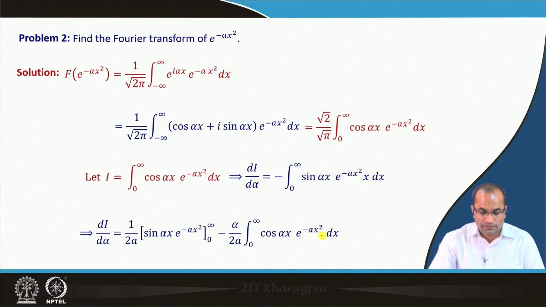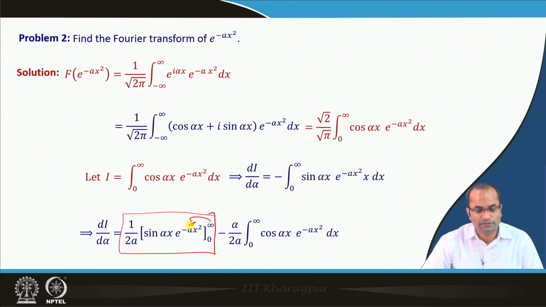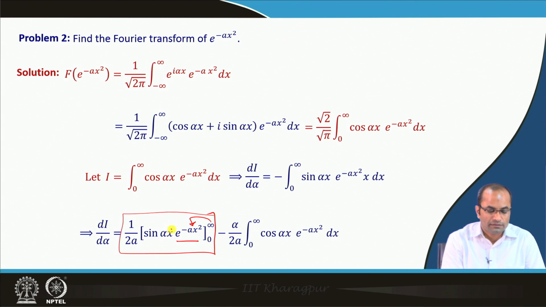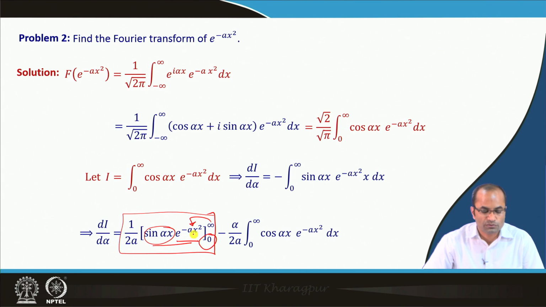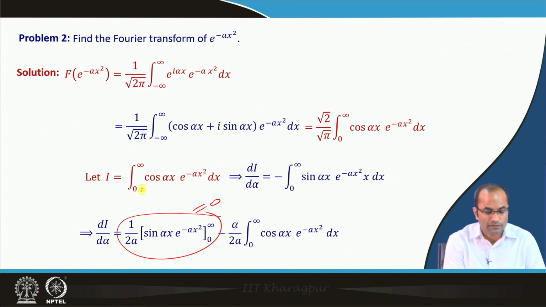So, we have this cos alpha x and e power minus a x square, and then regarding this first term, when x goes to infinity, if we take a look here with the exponential function e power minus a x square, when x approaches infinity, this will go to 0, and this is a finite quantity sitting. So, there is no problem, everything will go to 0, and when we take the limit as x goes to 0, because of this sine, again this term will become 0. So, this first term will disappear now.